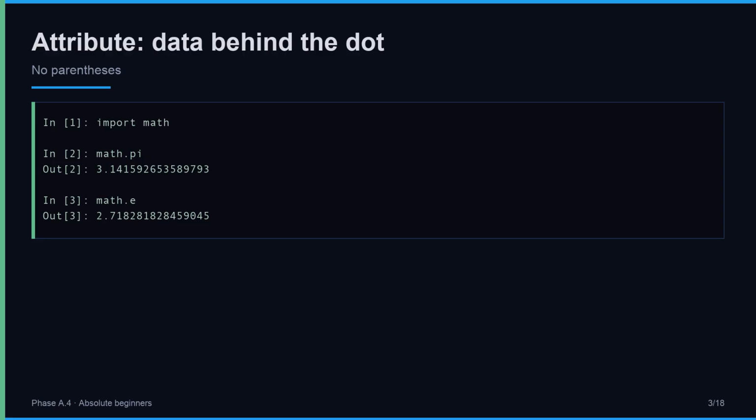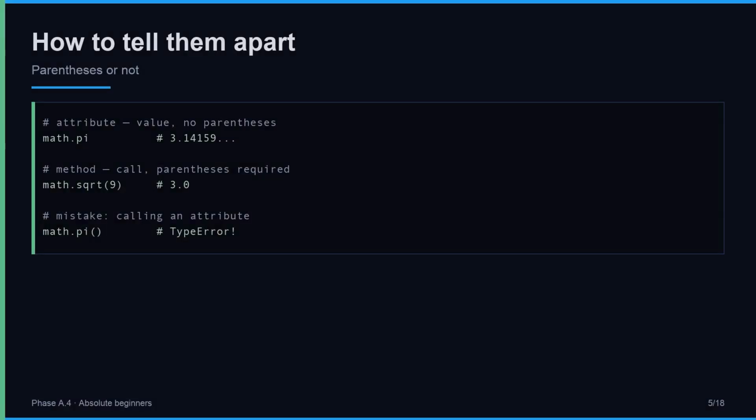Data, no parentheses. math.sqrt is a method. It is a function attached behind the dot. Parentheses are required, you are calling the tool, asking it to do work. math.floor is another method. Methods answer the question, what can this object do? The math module can compute square roots and round down. You call them by name, with the dot, and give them arguments in parentheses. Tools, call them.